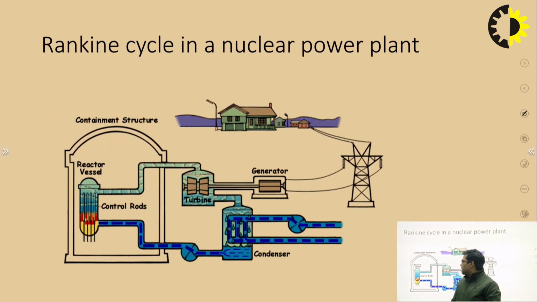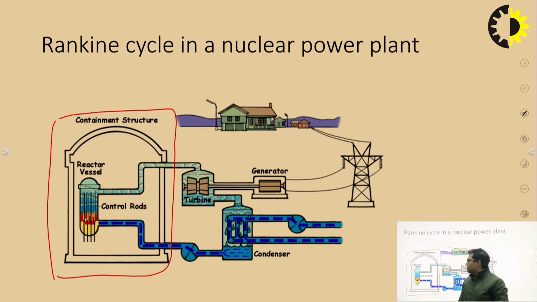So this is another diagram which represents the Rankine cycle in a nuclear power plant. You can see this is the nuclear reactor. There are various nuclear reactors available, and this is one of the nuclear reactors used for the generation of heat. Here again, heat will be generated in this nuclear reactor with the help of nuclear fuels, and then it is used to rotate the turbine, and this turbine is again used to generate power further.